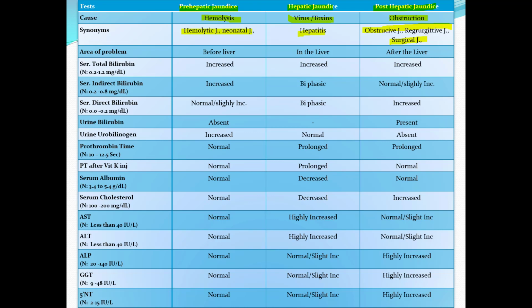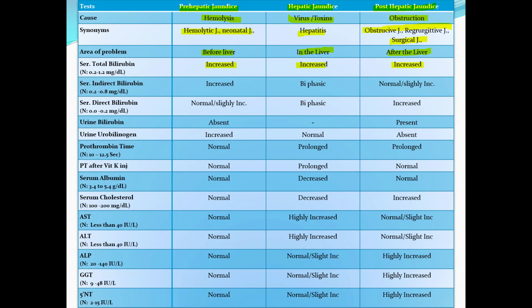for post-hepatic jaundice. Area of problem is, as you know, pre means before the liver, hepatic means in the liver and post means after the liver. So the issue is either before or in or after the liver. Serum total bilirubin is increased in pre-hepatic jaundice, also increased in hepatic and post-hepatic jaundice. So that is why we call them jaundice. Jaundice is a condition when the bilirubin is increased above 2.5 mg per deciliter, where the soft tissues will be pigmented yellow.